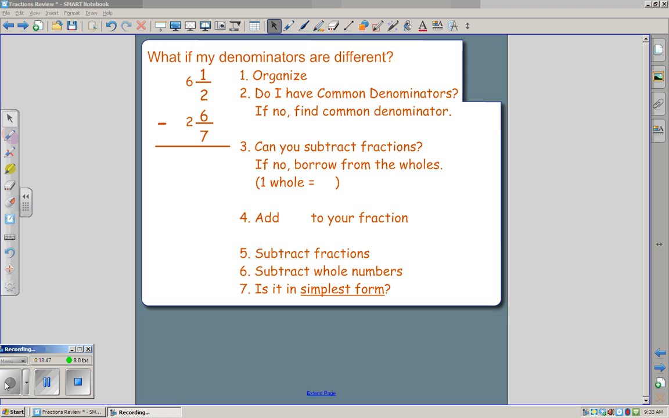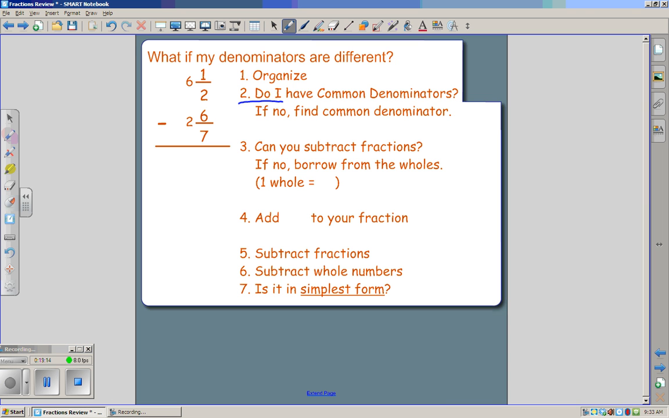All right, let's solve this problem. So when I have 6 1/2 minus 2 6/7, again, I have to find a common denominator first. In subtraction, I don't recommend that you deal with your big numbers first and then you deal with your fractions. I actually recommend you deal with your fractions first. It's a little bit different than addition, but I think it's easier to borrow.